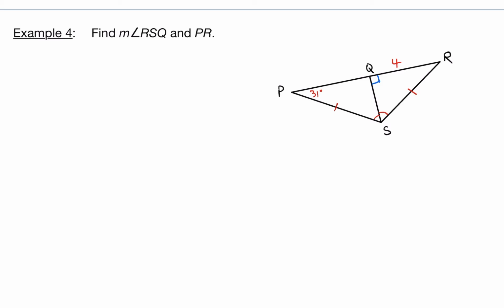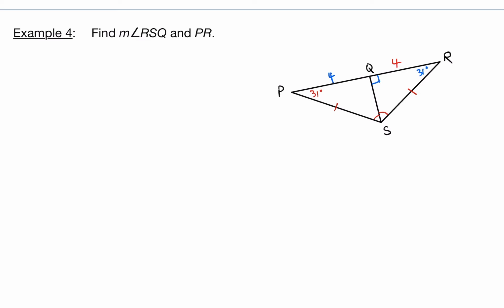Because this is a perpendicular bisector, we also know that the length of PQ is going to be 4, because it is the same length as QR. This is a perpendicular bisector, so it cuts this segment exactly in half. We know that PRS is an isosceles triangle, and both of these sides are the same, which means that if this angle opposite this side is 31, then this angle opposite this side is also going to be 31 degrees.